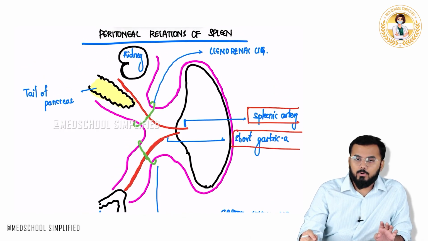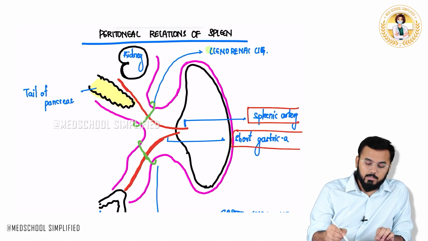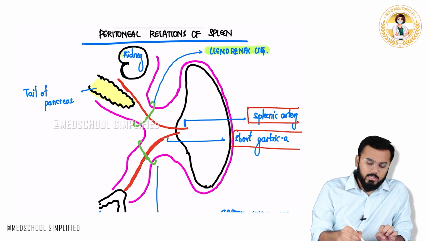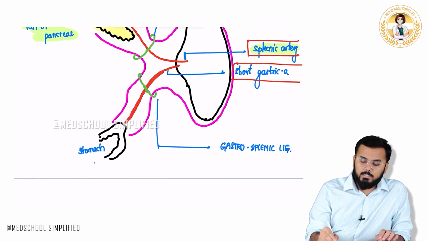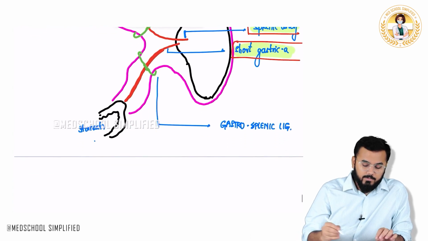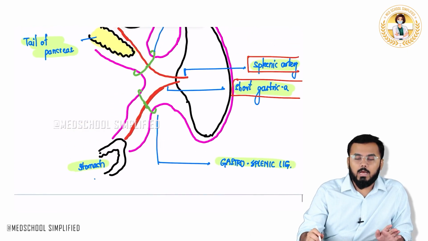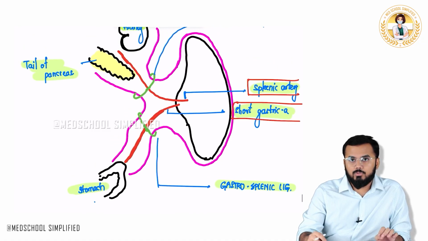So what are the peritoneal relations of the spleen? The first peritoneal relation which you can see is the lienorenal ligament. The second important thing is the kidney. Third important thing is the tail of the pancreas. Fourth important thing is the arteries, that is the splenic artery as well as the short gastric artery. And after that we have the stomach and the gastrosplenic ligament. So all these are the peritoneal relations of the spleen.